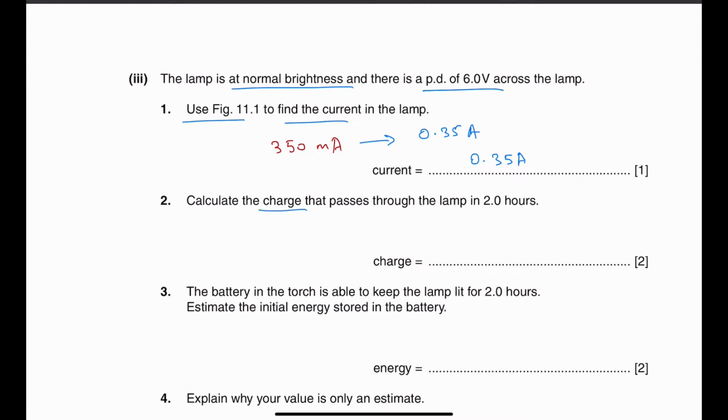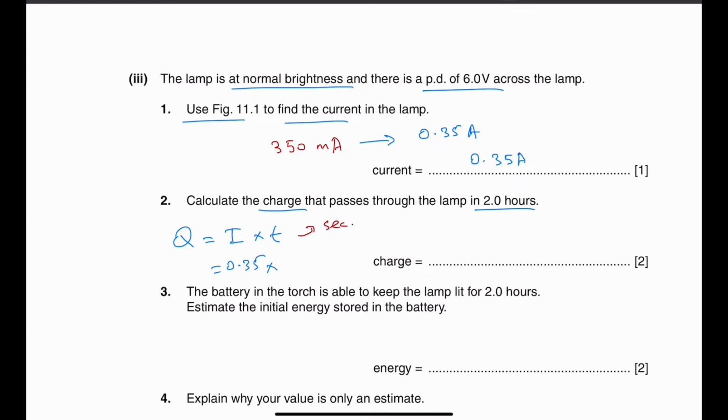Now we have to calculate the charge that passes the lamp in 2 hours. How do you calculate the charge? Well, the charge and the current are related by this formula, current multiplied by time. But it is important that the time is in seconds. If the time is in hours or minutes or whatever, you have to convert it to seconds, otherwise your answer is useless. And the current should be in amperes, so it's good that we have already converted the current in amperes.